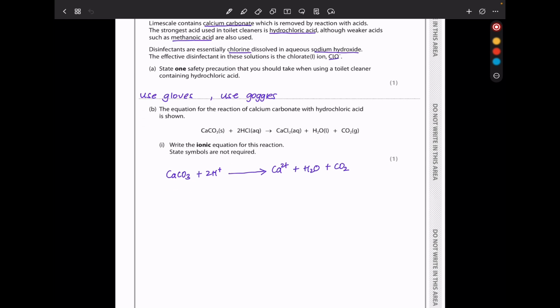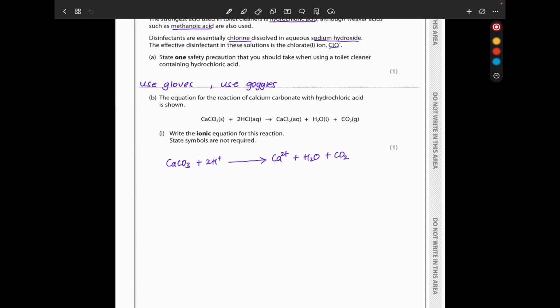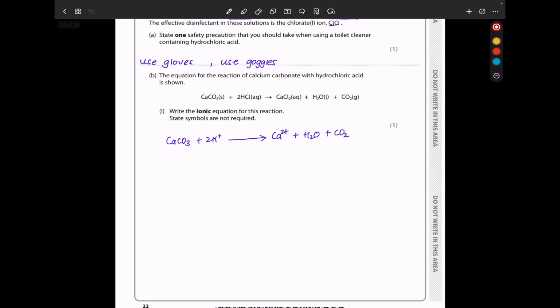And in part B, the equation for the reaction of calcium carbonate with hydrochloric acid is shown. So here we see calcium carbonate, hydrochloric acid giving us that. They say write the ionic equation for this reaction. State symbols are not required. The ionic equation: we do not split that, but we can split this. Since this and that can be split, the chlorides are going to be cancelled out. So we remain with calcium carbonate plus 2H+, giving us Ca2+ plus water plus carbon dioxide, and that is going to be the answer.